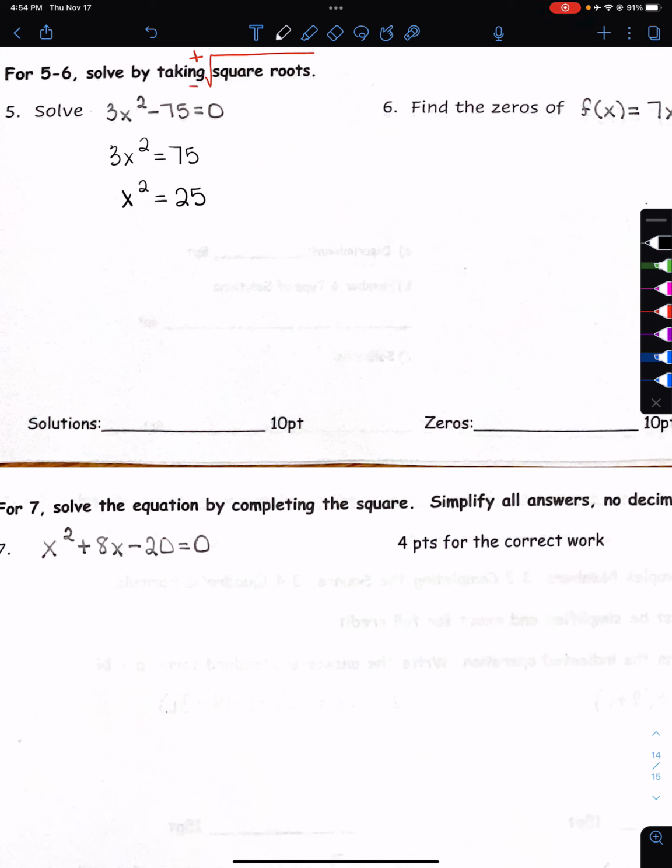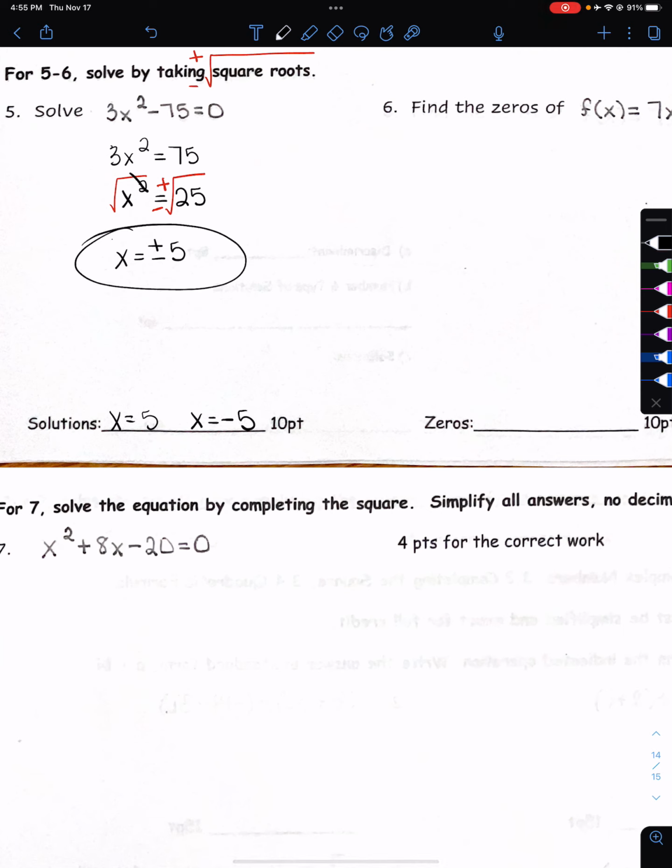Next step, take the square root of both sides. Don't forget the plus or minus. I know I say it, and yet people will still forget it. So the square and the square root cancel out. So I am left with x equals plus or minus the square root of 25, which is 5. And those are my solutions. So x equals 5 and x equals negative 5.